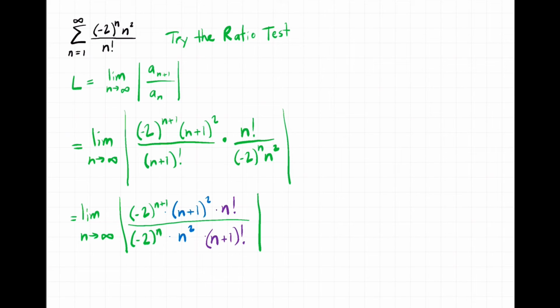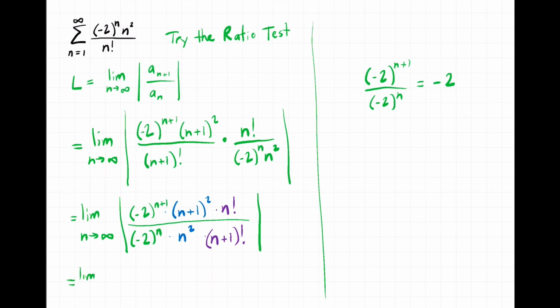Let's handle each of these parts separately. So I'm going to just look at negative 2 to the n plus 1 over negative 2 to the n, just over on the side here. I want to look at each of these things separately. So negative 2 to the n plus 1 divided by negative 2 to the n, well, that means I'm going to multiply negative 2 by itself n plus 1 times, and then divide that by negative 2 multiplied by itself n times. What am I left with? Just negative 2. So I can fill that in. This is going to equal the limit as n goes to infinity of the absolute value of negative 2.